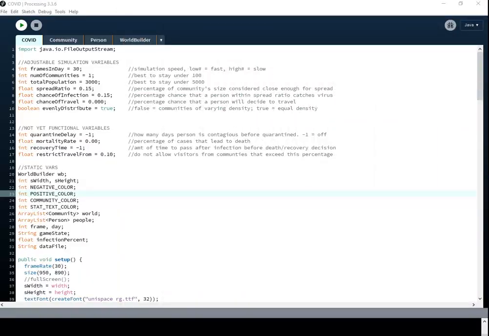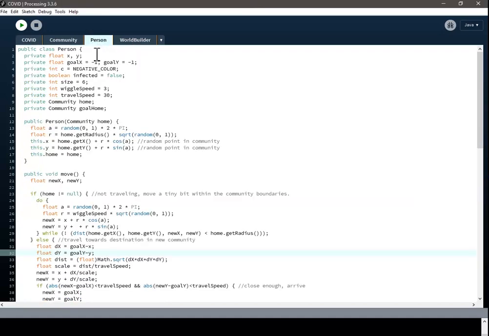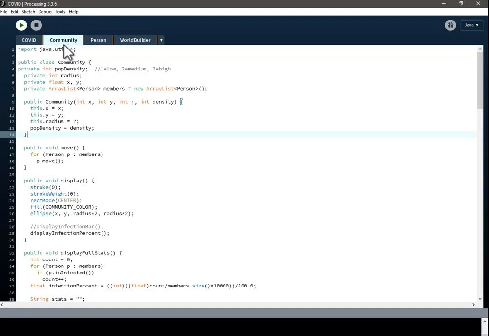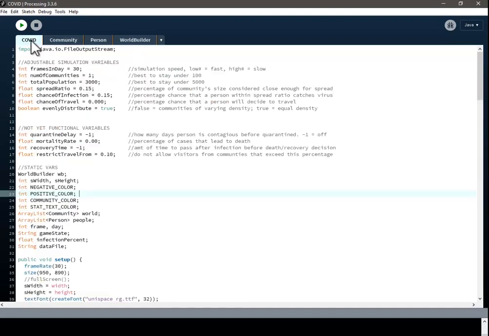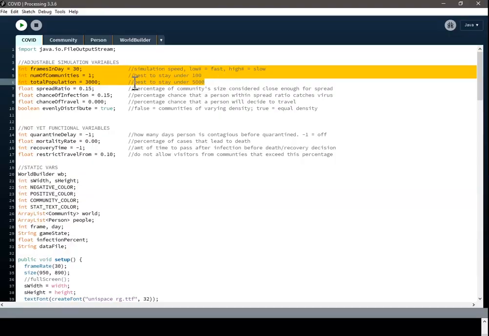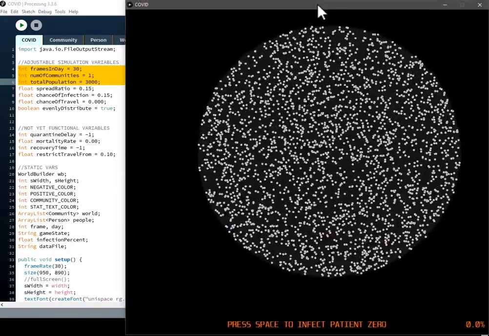Move this out of the way for a moment. So in processing, you build classes just like you would in any other Java IDE. I've got the main program, my runner class, call it COVID for obvious reasons. And then this is an object-oriented program where I have people who may or may not be infected, and a bunch of people could make up a community, and various communities could make up a world. So I'd like to talk about these first three variables here in my program. Bring the program over here.